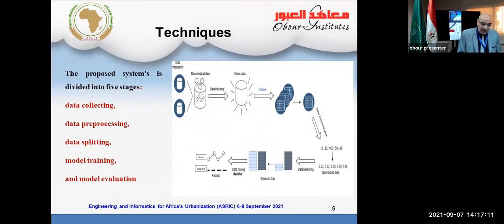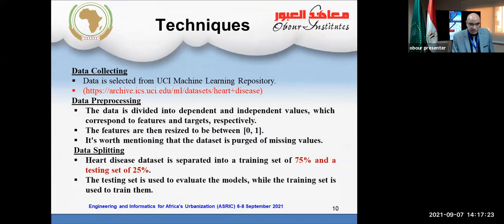The proposed technique here is divided into 5 stages: data collecting, data preprocessing, data splitting, model training, and model evaluation. Data is collected from the UCI machine learning repository.